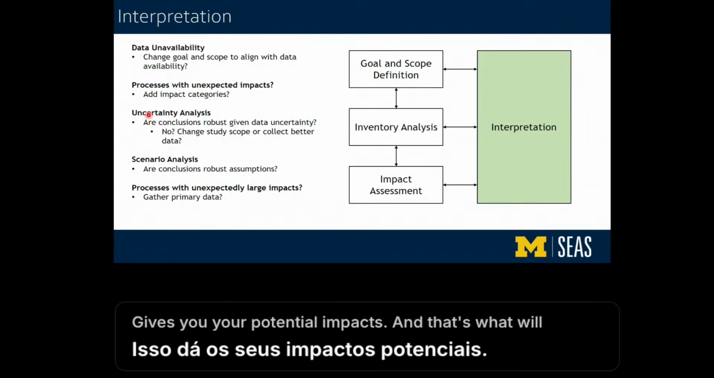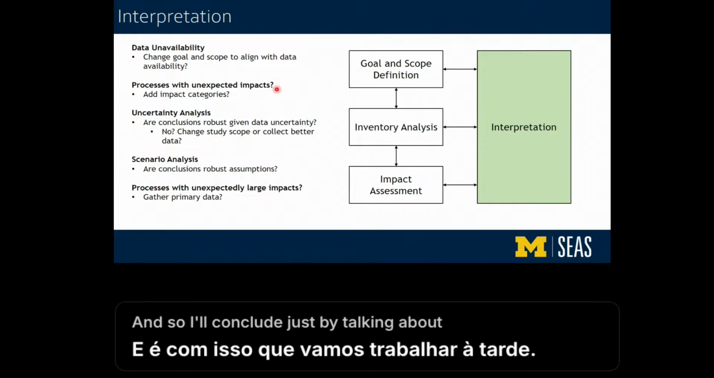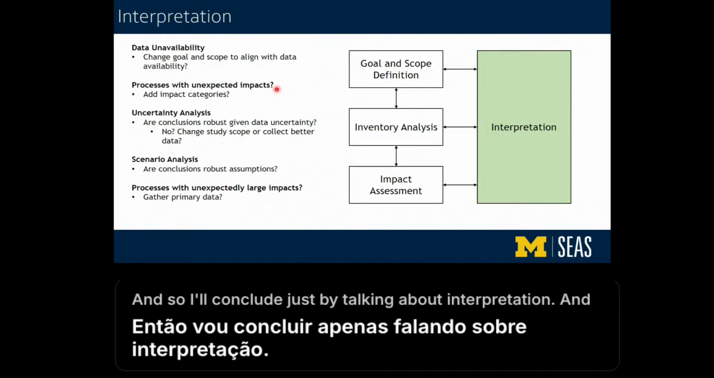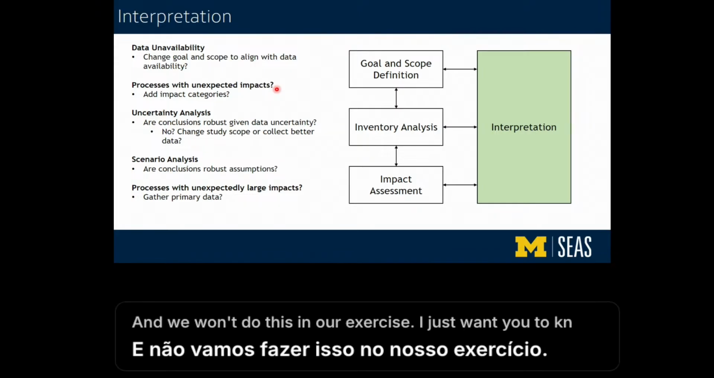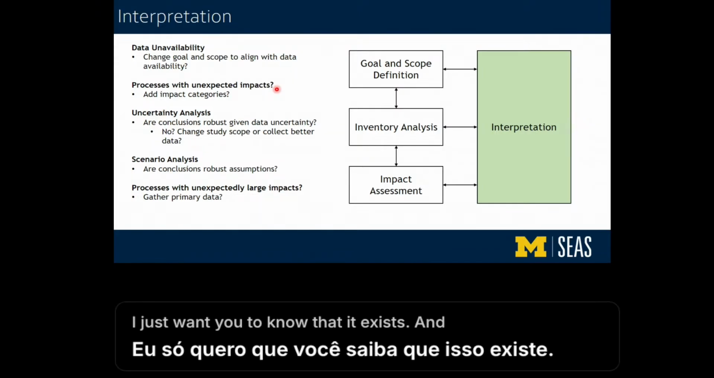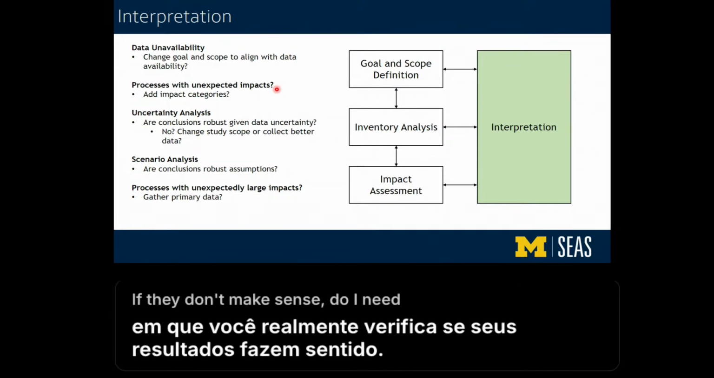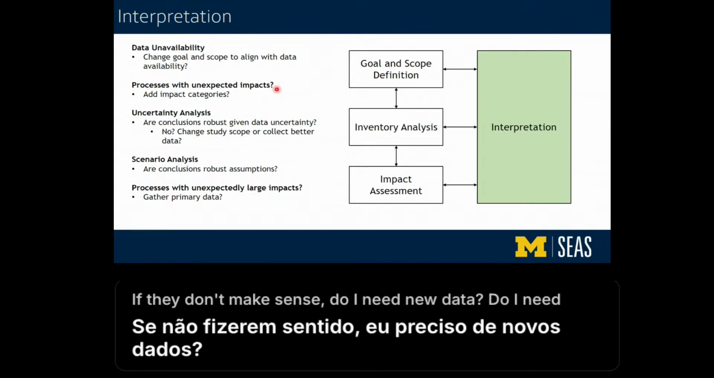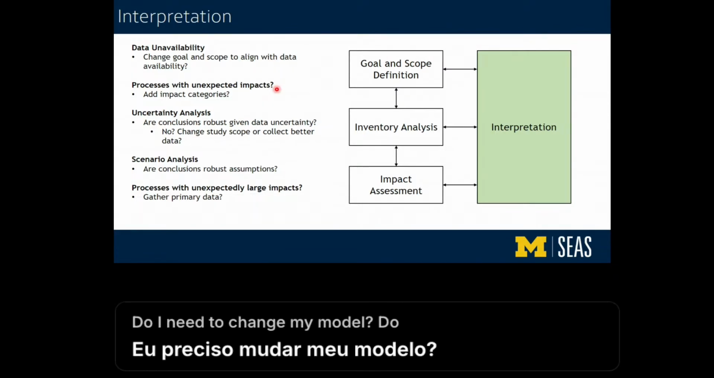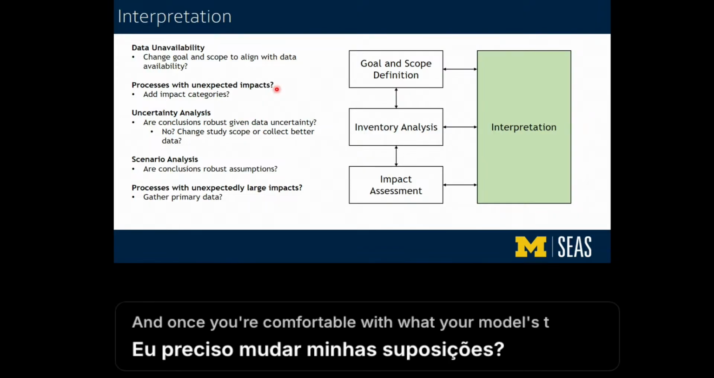And so I'll conclude just by talking about interpretation. And we won't do this in our exercise. I just want you to know that it exists. And this is the part of your life cycle assessment where you actually check to see that your results make sense. If they don't make sense, do I need new data? Do I need to change my model? Do I need to do something else? Do I need to change my assumptions? And once you're comfortable with what your model's telling you, that's when you actually start drawing conclusions.